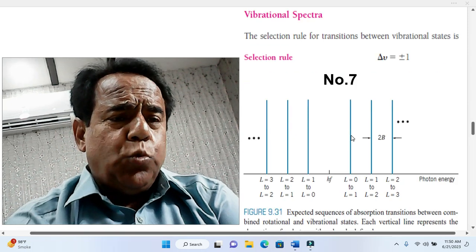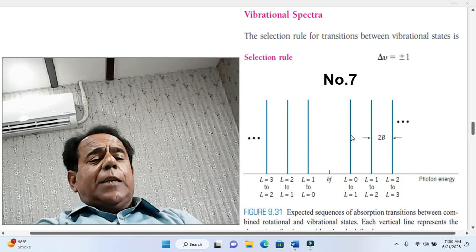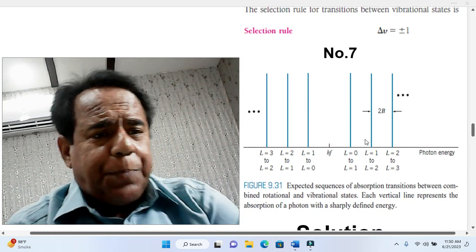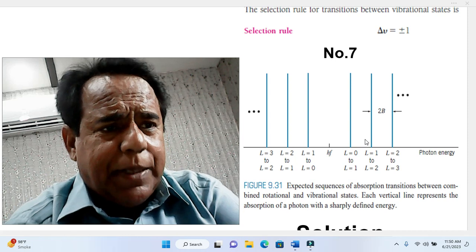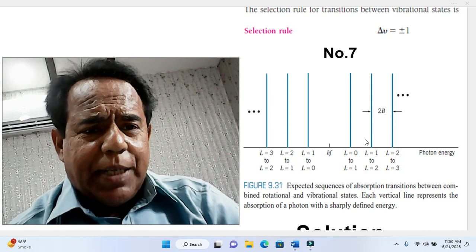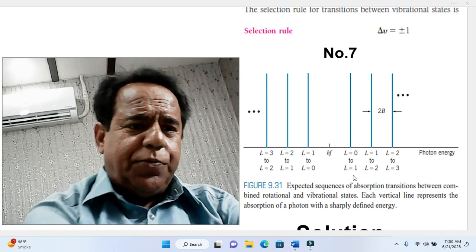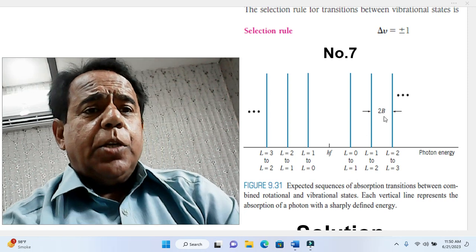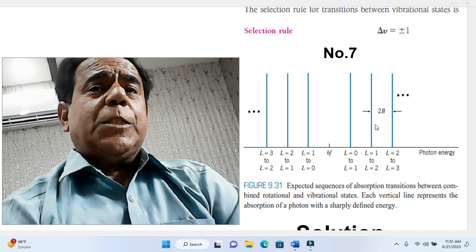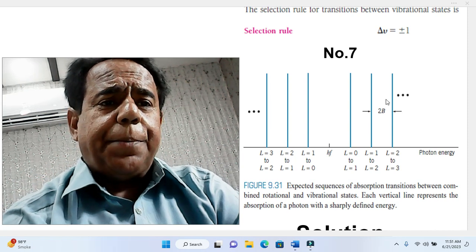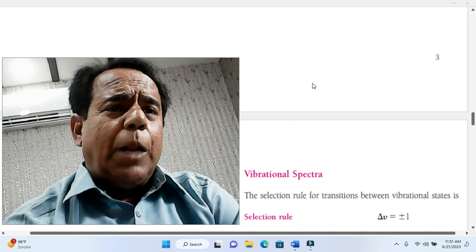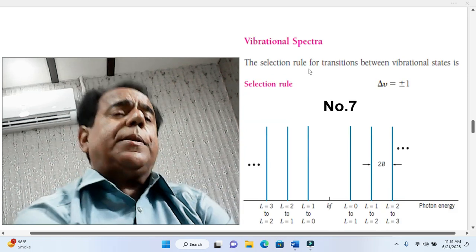Similarly tool number 7, in this tool a figure has been shown, figure 9.31, expected sequences of absorption transitions between combined rotational and vibrational states. Each vertical line represents the absorption of a photon with a sharply defined energy 2b. So here our all emphasis is on the point that expected spacing is 2b. In order to justify this 2b, we have entered these two helping tools, helping tool number 6 and helping tool number 7.